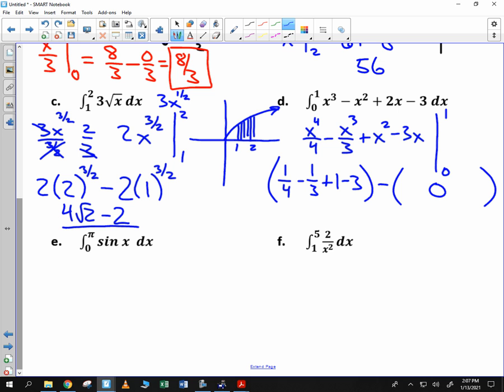Common denominator, 12. So I have 1/4, which is 3/12, minus 4/12, plus 12 over 12, minus 36 over 12. 3 minus 4 is -1, plus 12 is 11. 11 minus 36 is -25 over 12. Notice that this area is negative. You didn't think you could have negative area, but in calculus you can.